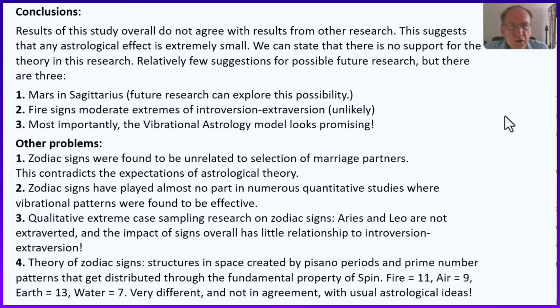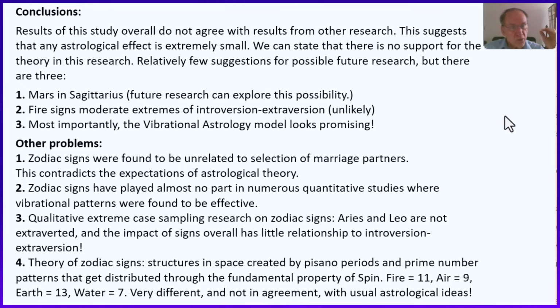What I'm saying is that the way astrology works is very different from what we were thinking. And one of the reasons why the research does not support the astrological theory is not always because astrology does not work. It does not work the way astrologers think it works. And water is related to 7, which is still.